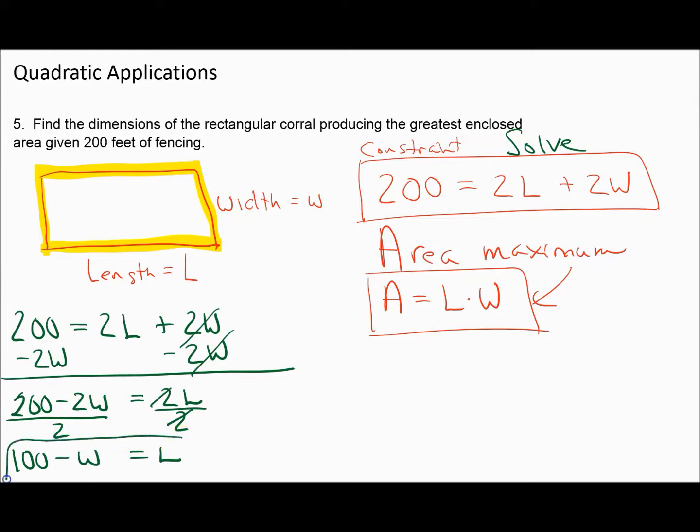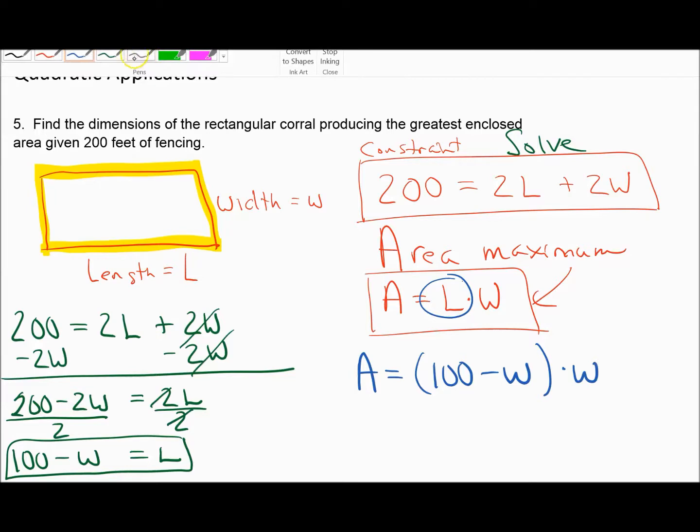So this is L. Now that's certainly not my answer, but I'm going to put it in a rectangle because I want you to see what you do next with it. My next step is to substitute that into my maximum or minimum equation. So now I have A. We know it's length times width, but I'm going to remove the L and replace it with 100 minus W, and then I'm still times W. All right? Now, I need to maximize this equation.